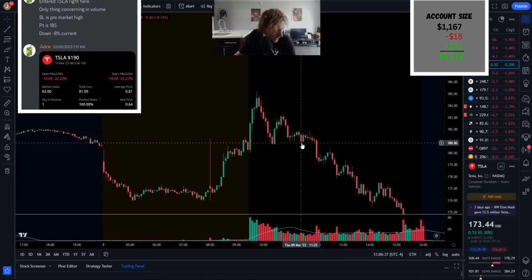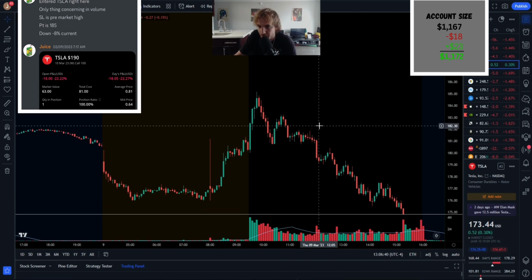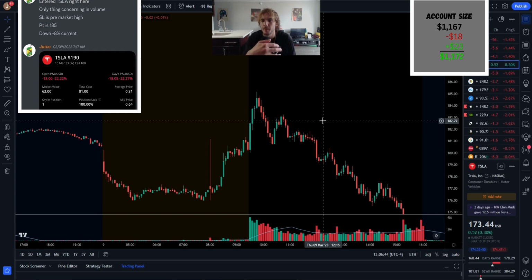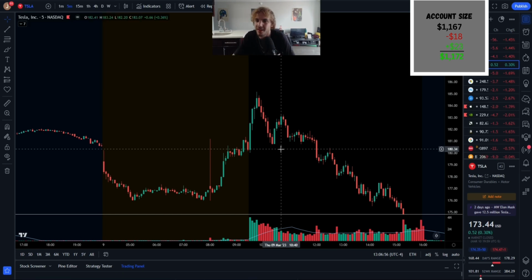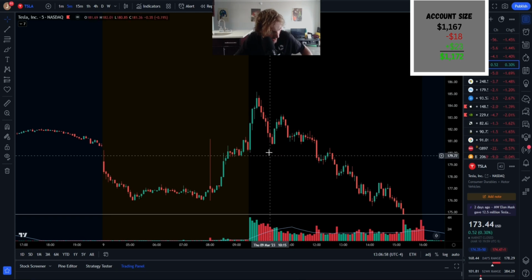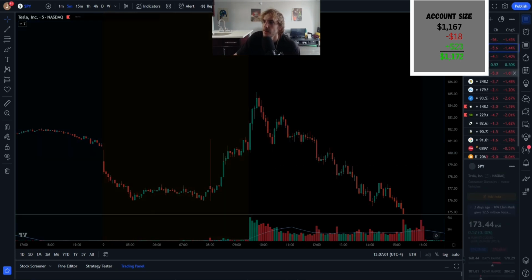And we were playing the 182.5 break and retest. So that is about right here where my mouse is. And as you can see, we literally just shot right through it. I sold at my stop, minus $18 or minus 22%. Not a crazy trade. So took the second L on this, but we did end up taking another SPY trade later in the day. So let's go back to SPY.